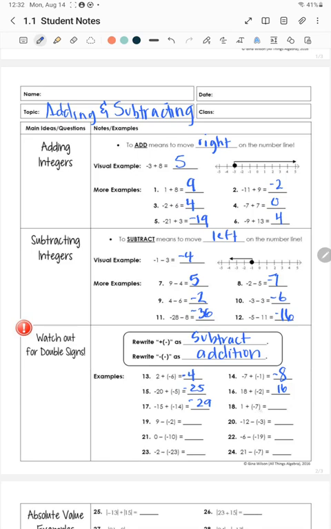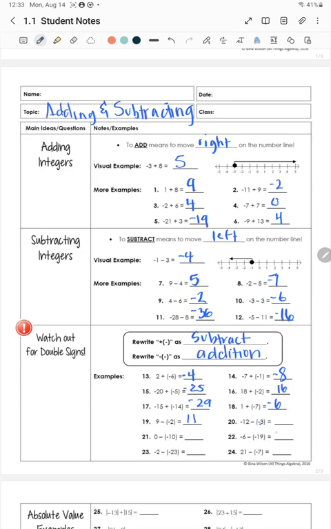Number 18, I see a plus negative, so that means we subtract. It would be 6, and 7 is the bigger number, so we keep its sign. All right, I see 2 negatives, that means I add. This would be 11, and 9 is bigger, so I keep its sign. Negative 12, remember, if you see double negatives, you add.